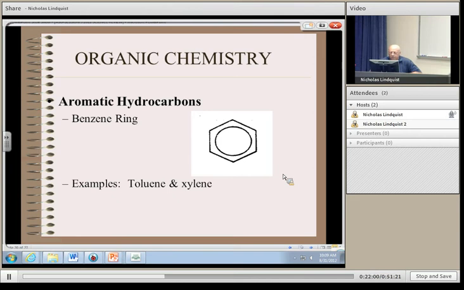So if we put a methane group here, that would be toluene. At this bond location, we could also put a methane group, and this would be xylene. Now, for the second methane group, we could put it here, or here, or here.